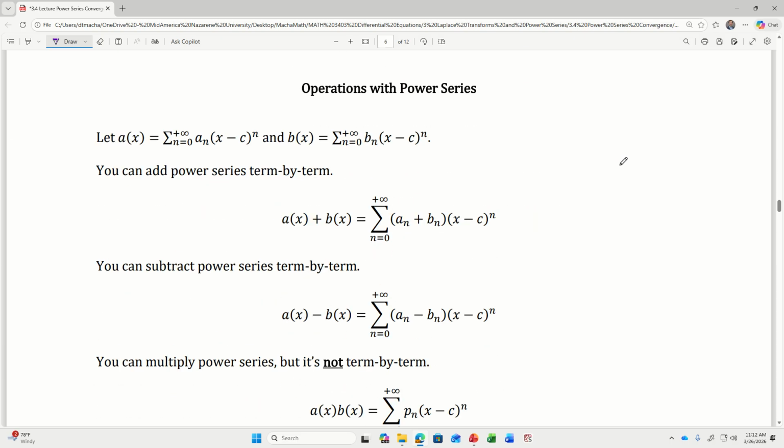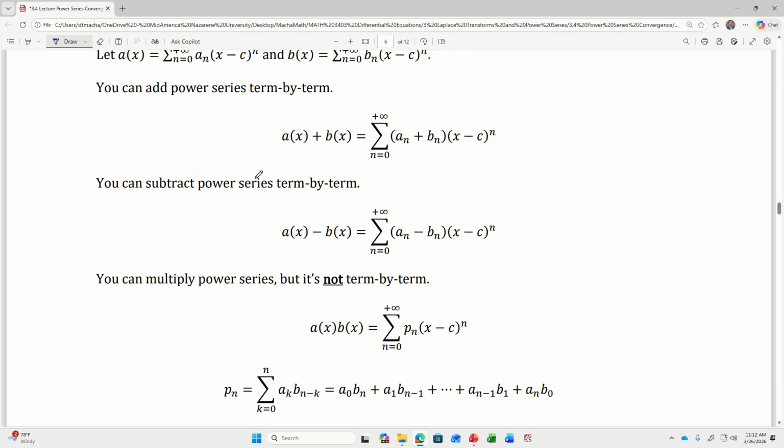So really quick, if I have two power series, I can add them together term by term. So if I add the coefficients of two power series, and I know that these two power series converge, then this is also going to converge when I just add the coefficients. The same thing happens when I subtract, because those coefficients are allowed to be positive or negative anyways, so subtracting is like adding a negative.